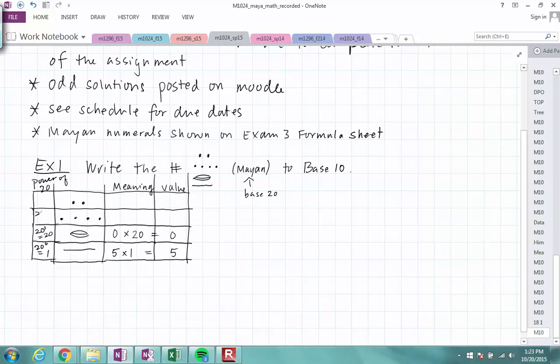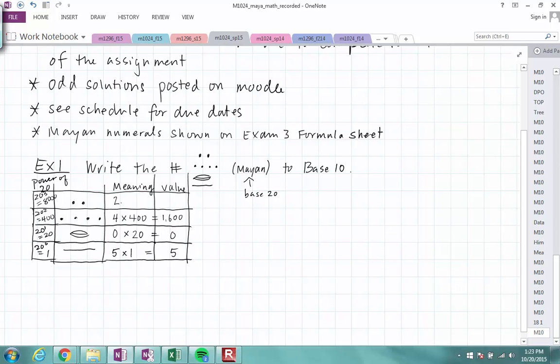We have the 20 to the 2's place, which is going to be 400. And then 20 to the 3rd place is going to be 8,000. So the meaning comes from that. I have my digit, in this case 4 with the 4 dots, times its meaning, 400. And we have 1600 represented here by that place.